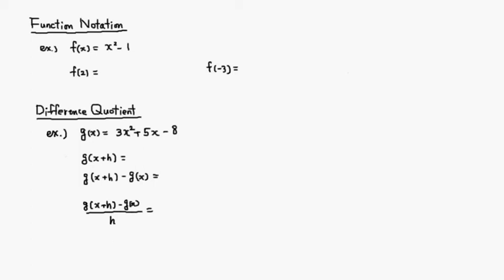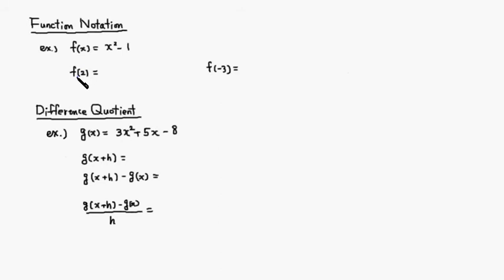Okay, let's look at the function notation. So here's an example. If you have f of x is equal to x squared minus 1, the formula is given. This is how we evaluate f of 2.